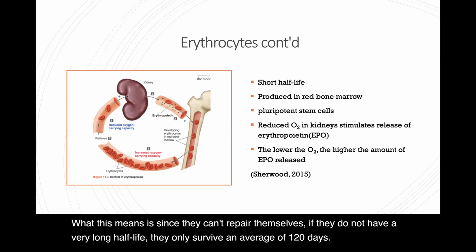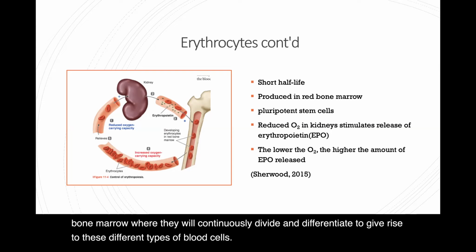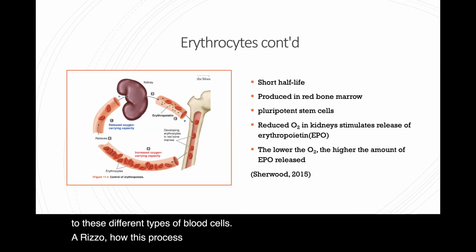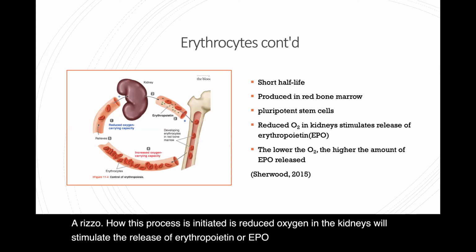Erythrocytes are produced in red bone marrow. They originate from pluripotent stem cells. These stem cells are undifferentiated and they actually can become all of the types of blood cells that you have. They reside in the bone marrow where they will continuously divide and differentiate to give rise to these different types of blood cells. How this process is initiated is that reduced oxygen in the kidneys will stimulate the release of erythropoietin or EPO from the kidneys.